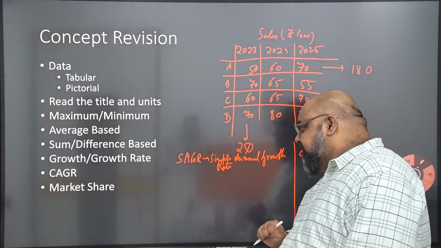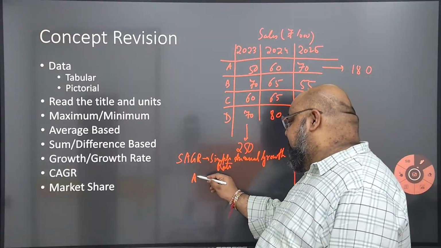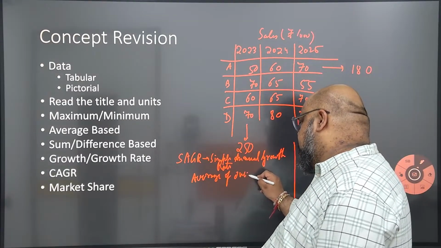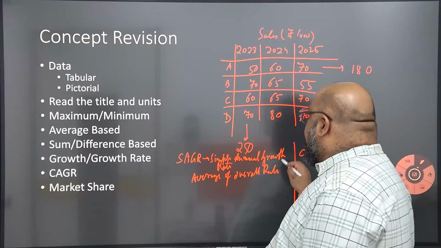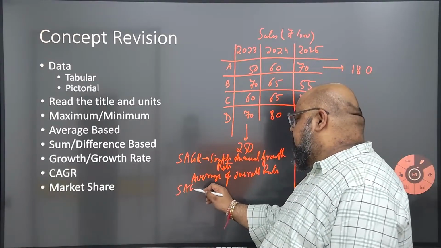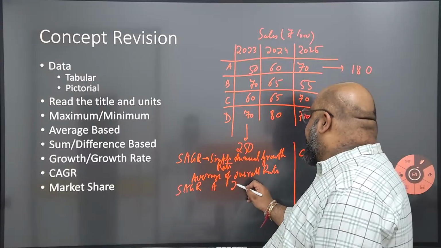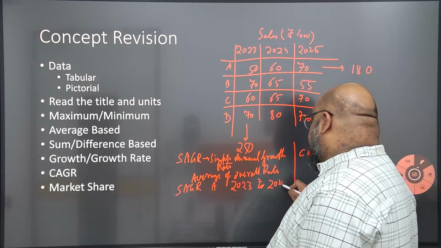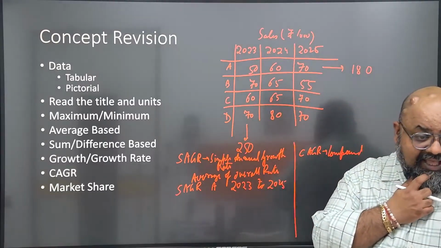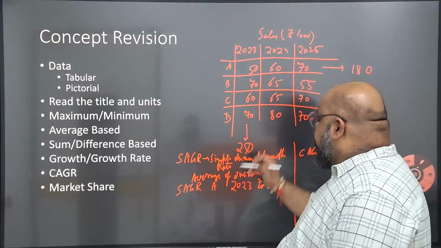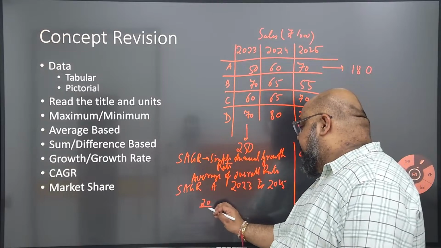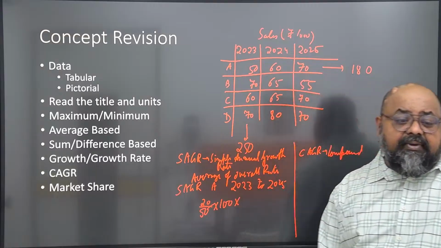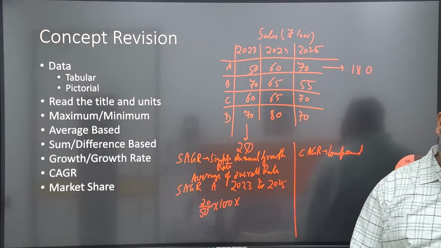Now how do I calculate SAGR? SAGR is simply the average rate, average of the overall rate. For example, if I say what will be SAGR for A from 2023 to 25. So what I'll do is I'll first calculate the growth rate and then take the average. What is the growth rate? From 23 to 25, growth rate was 20 upon 50 into 100. अब इसका मुझे average लेना है. So I'll divide by the number. What is the number that I should divide by? 3 or 2?